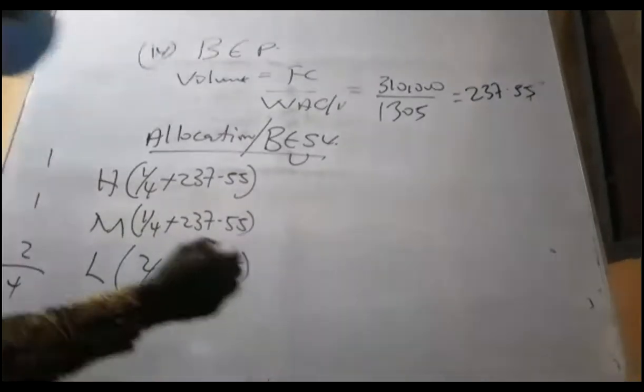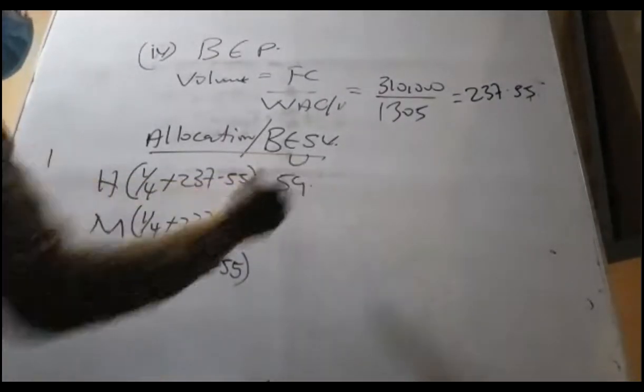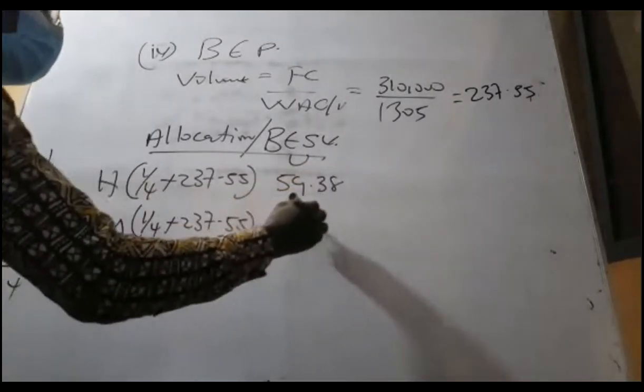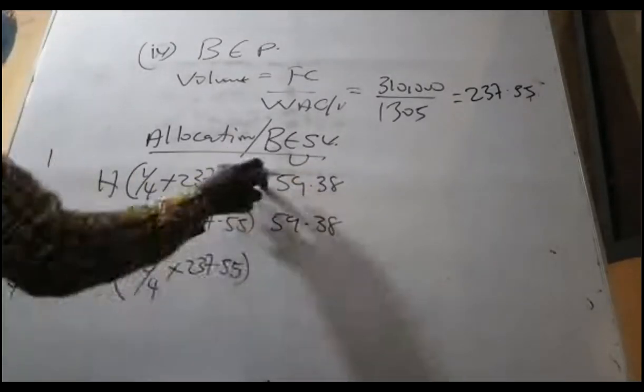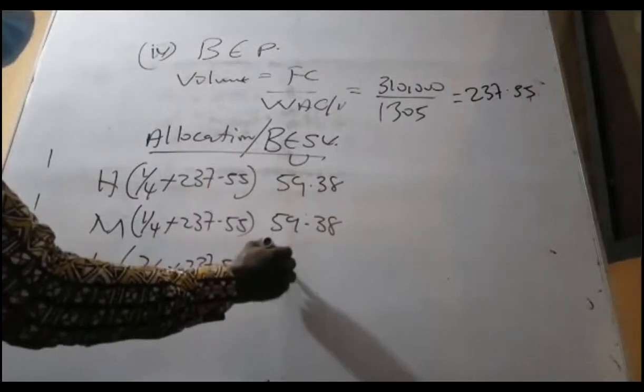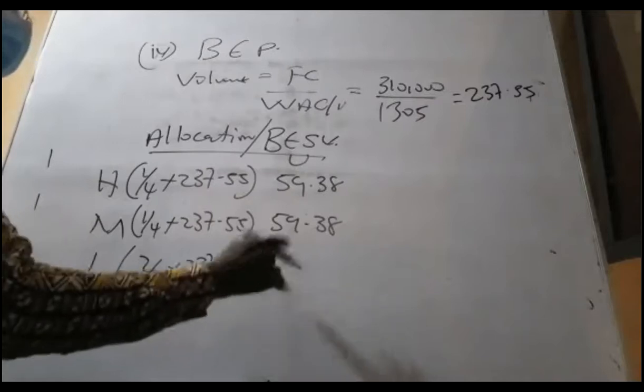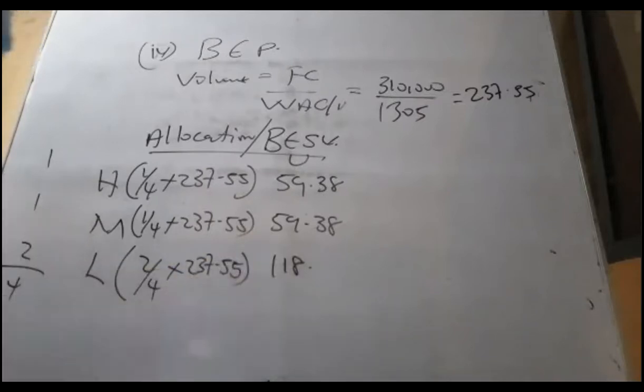59 for the first one. 59.38, the same thing here. 59.38, and then twice of this gives us 118.77.